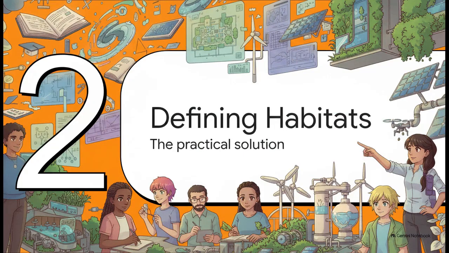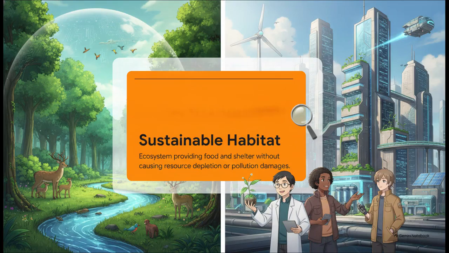So, moving on to part 2, defining sustainable habitats. So, what exactly is the alternative? Well, a sustainable habitat is defined as an ecosystem that provides food and shelter without causing resource depletion or pollution. Notice the exceptionally high bar here. We're talking about absolutely zero damages, no depletion, no pollution whatsoever. Whether it's a natural environment or scientifically constructed by man, the goal of modern urban planning is to engineer human-made habitats that perfectly mimic the zero-waste balance of a natural ecosystem.